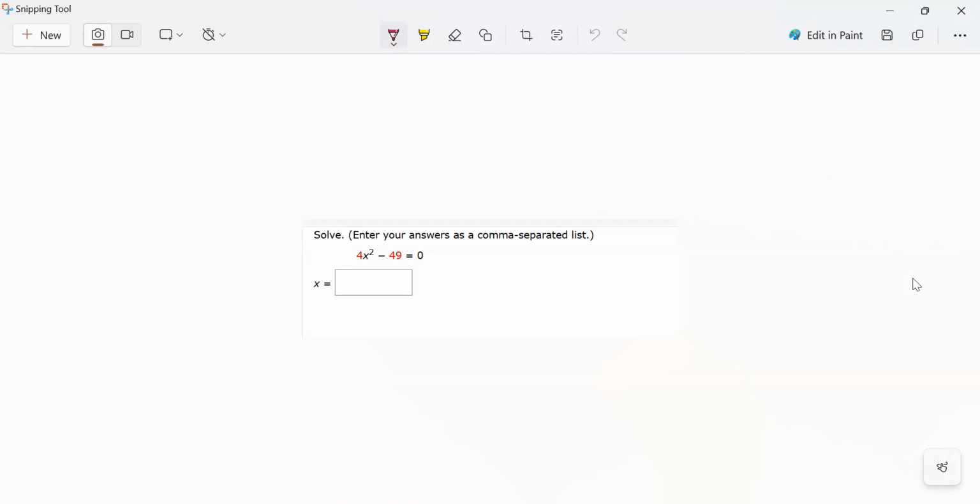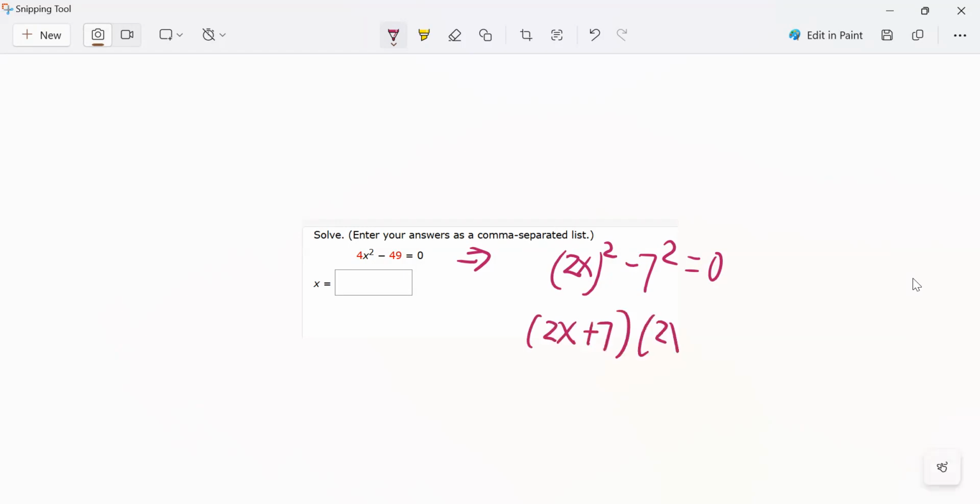Okay, let's go over the solution. The left-hand side is what we call the difference of two squares. We're going to turn it into (2x) squared minus 7 squared equals 0. Basically, this is a squared minus b squared, so it will be (2x plus 7)(2x minus 7), a plus b, a minus b. From there, we set each factor equal to 0 using the zero factor property. 2x plus 7 equals 0, 2x minus 7 equals 0, and we're going to solve for x.